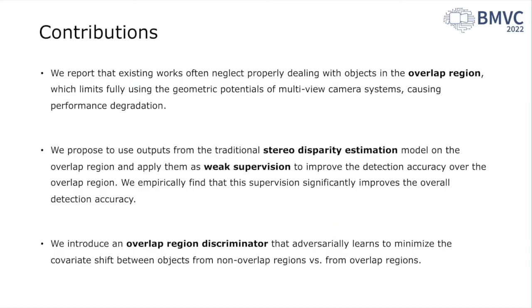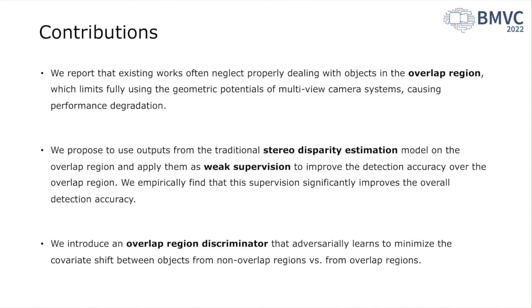Our main contributions are listed as follows. First, we report that existing works often neglect properly dealing with objects in the overlap region, which limits fully using the geometric potentials of multi-view camera systems, causing performance degradation. Second, we propose to use outputs from the traditional stereo disparity estimation model on the overlap region and apply them as weak supervision to improve the detection accuracy over the overlap region. We empirically find that this supervision significantly improves the overall detection accuracy.